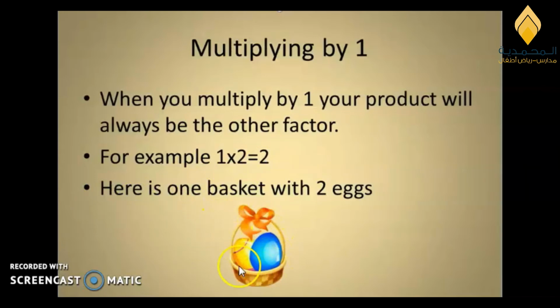As you can see, we have one basket, which is one group. And inside this basket, there are 2 eggs. So the number of groups is 1, and the number of objects is 2, right? So 1 times 2 equals 2. How do we get this 2? Let's count: 1, 2. So the total number of eggs inside the basket is 2, right? So 1 times 2 equals 2.